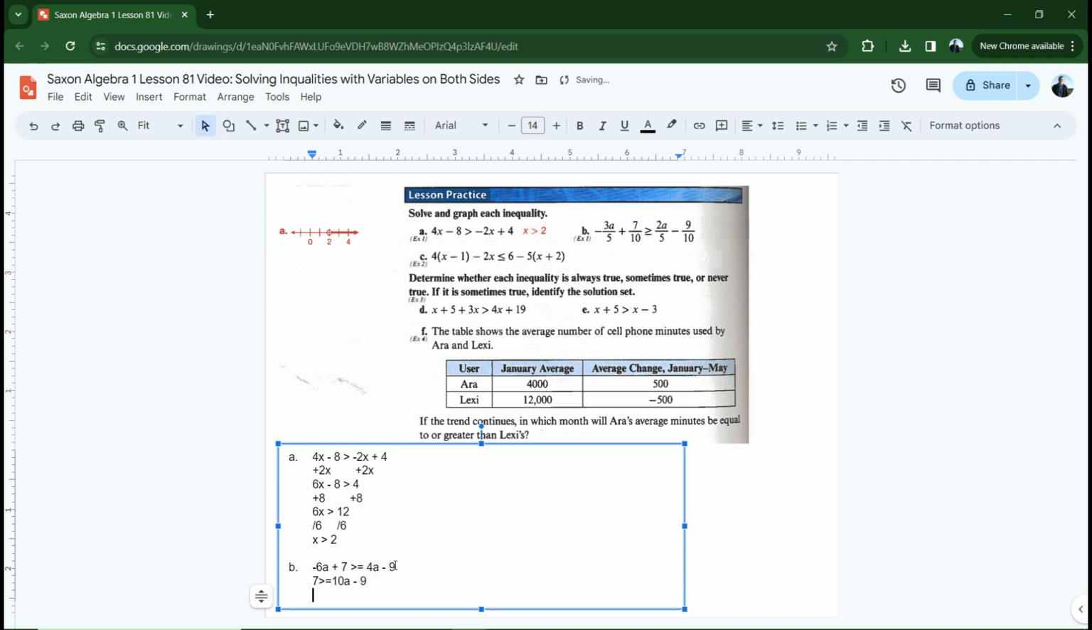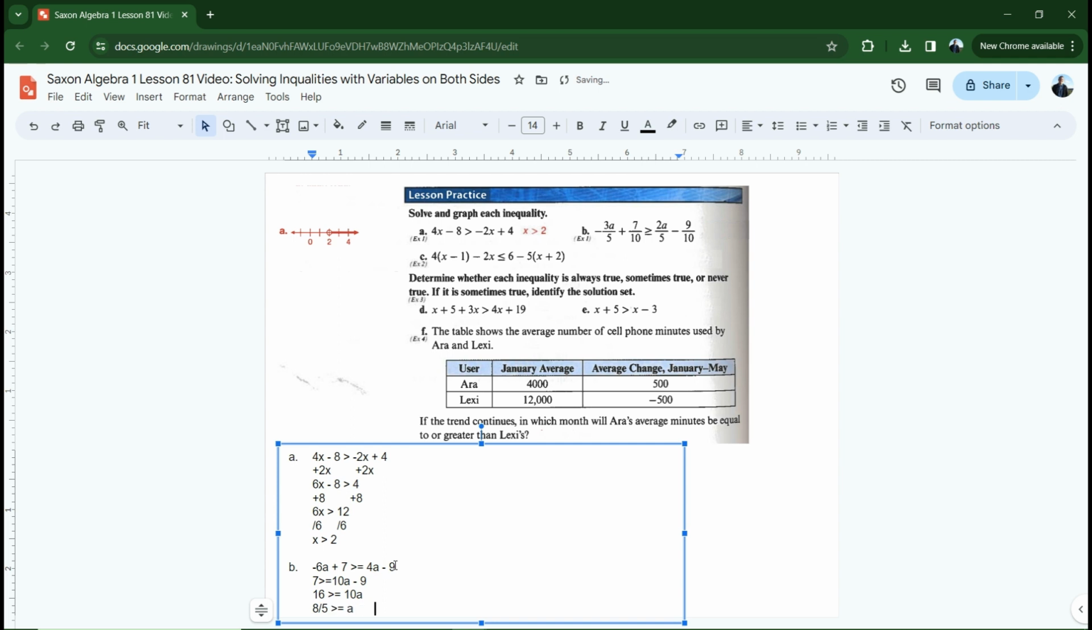And then I'm going to add 9 to both sides. And I get 16 is greater than or equal to 10a. Now I'm going to, let's see, divide both sides by 10. So I'm going to have 16 over 10. I'm just going to simplify that right away. 16 over 10 is 8 over 5 is greater than or equal to a.